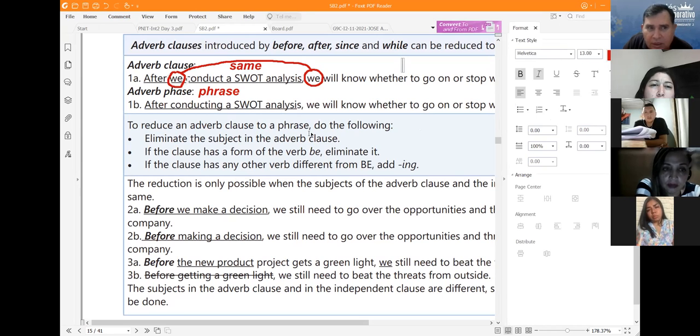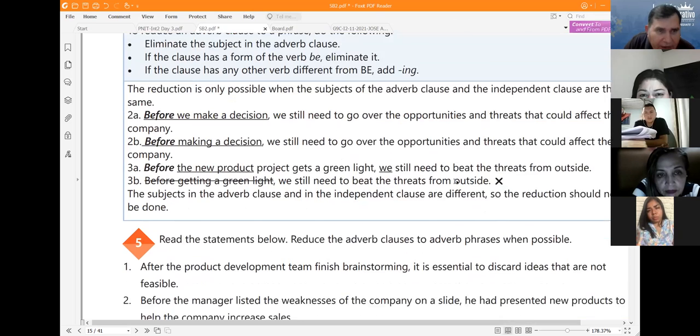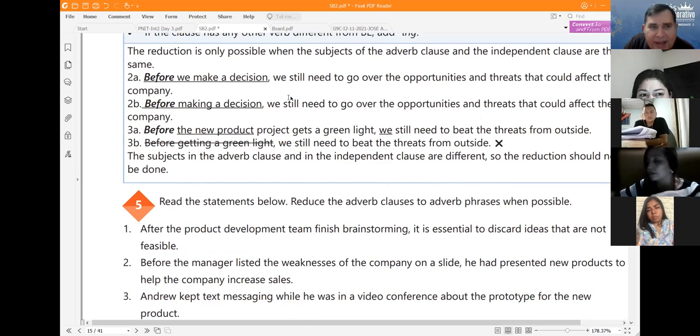Same, same subject. So when we eliminate this subject, we are saying that this subject is responsible for this and for this, for the two, okay? So that's all. After conducting a SWOT analysis, we will know whether to go on or to stop with the project. Okay, now let's see other examples. Before we make a decision, we still need to go over the opportunities and threats that could affect the company.